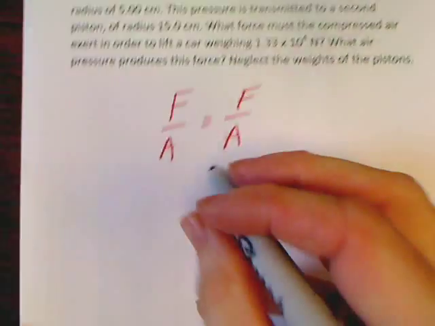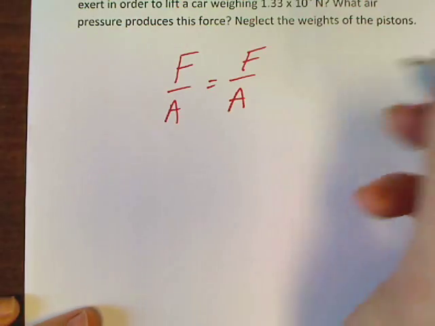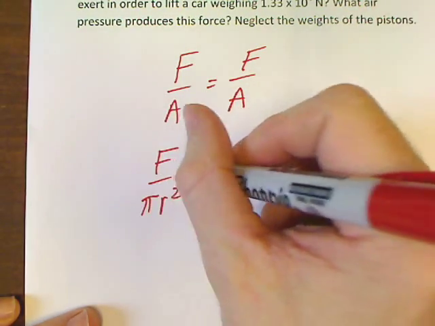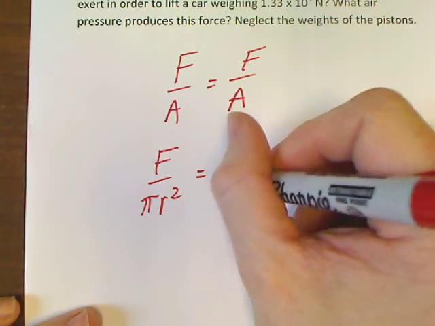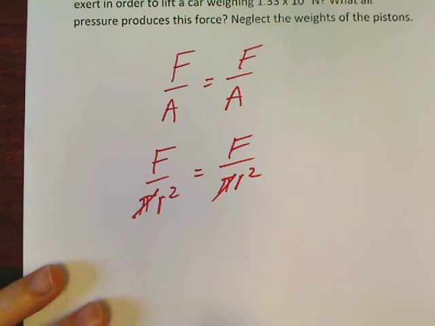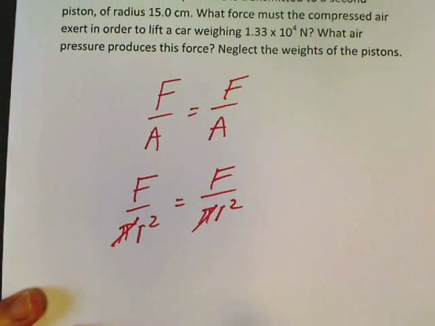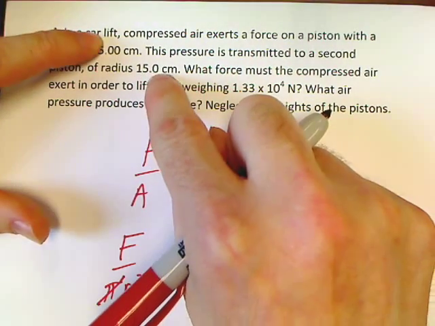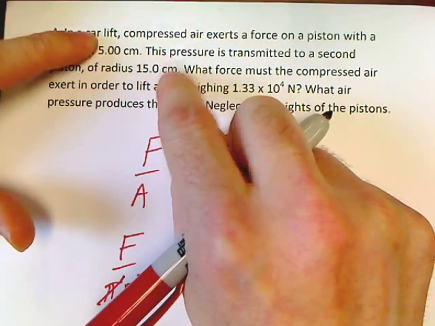It gave me radius. Well, I'm just going to go ahead and do a little substitution. That would be F over pi r squared equals F over pi r squared, and the pi's cancel. So F over r squared equals F over r squared. It doesn't matter really what you call 1 and 2, whether it's 5 or 15.